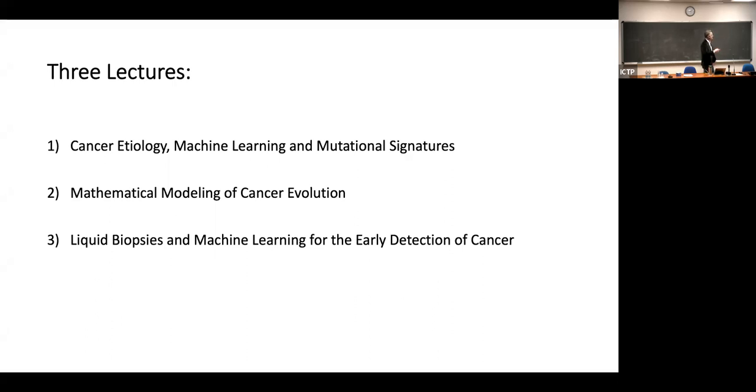So, as I said, over these three days, I plan to show you three directions. They are all related to cancer, because that's what I've been doing. The great majority of what I've been doing is on cancer. In the first lecture, which is today, we're going to talk about cancer etiology. Etiology, it's a fancy word, just meaning the causes of something, right? So what is the cause of cancer? And I'll show you a little machine learning and some methodologies, which we call mutational signatures, which are useful to address what causes cancer, okay?